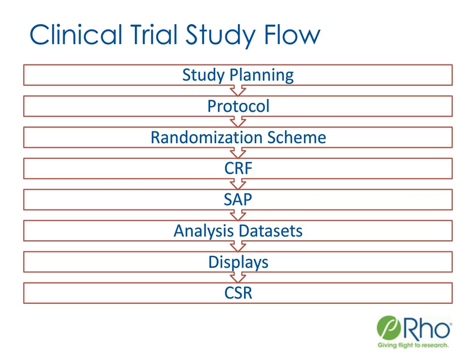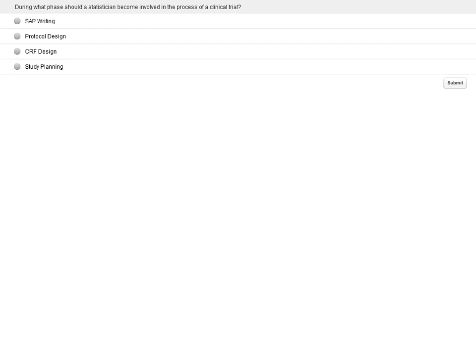And here is your first pop quiz. During what phase should a statistician become involved in the process of a clinical trial? SAP writing, protocol design, CRF design, or study planning? You can choose on your screen which response you think is best, so I'll give you a few seconds to respond.